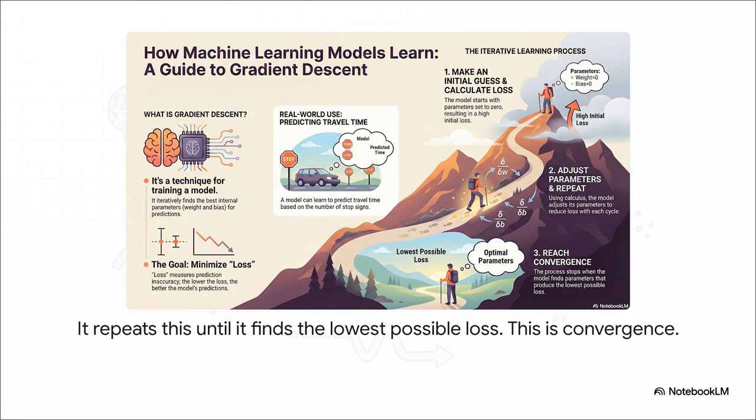And that brings us to step 3, knowing when to stop. Our hiker keeps taking these smart little steps downhill, but eventually they're going to get to a point where every direction is uphill. They've found the bottom of the valley. For the model, this is called convergence. It stops when the loss barely changes anymore. It's found the best settings it can.